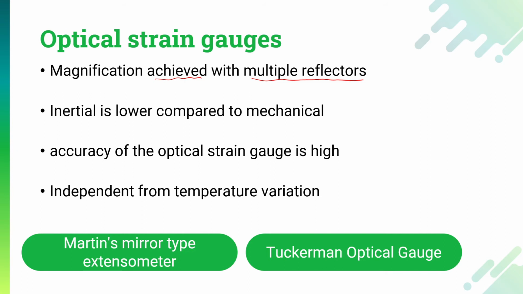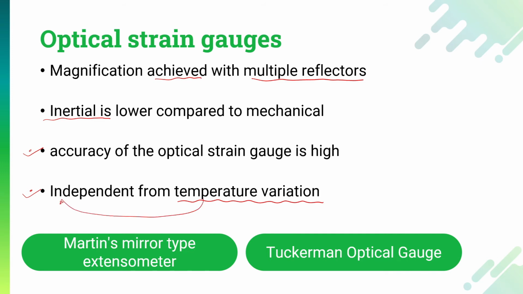Now, when we compare them with the mechanical strain gauges, basically the inertia of the optical strain gauges is reduced compared to the mechanical strain gauges. Secondly, the measurement accuracy of the optical strain gauges is basically higher compared to the mechanical strain gauges, and lastly, they are independent of changes in temperature. So, temperature variation will not change any kind of readings.